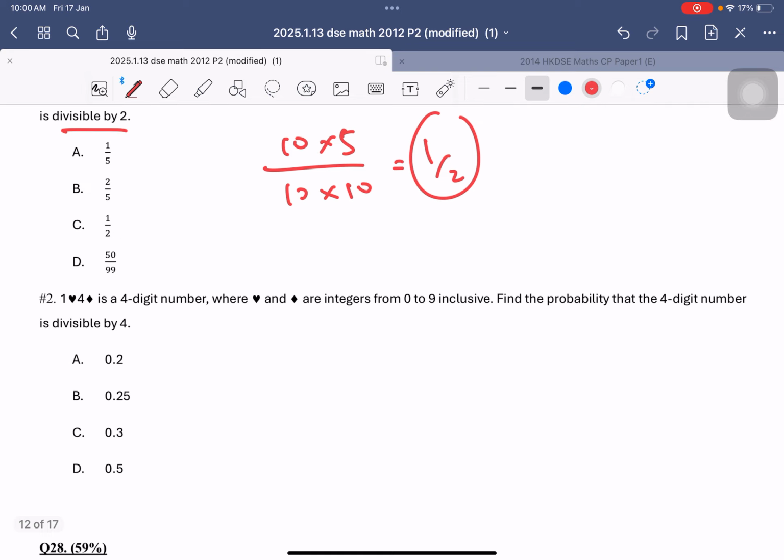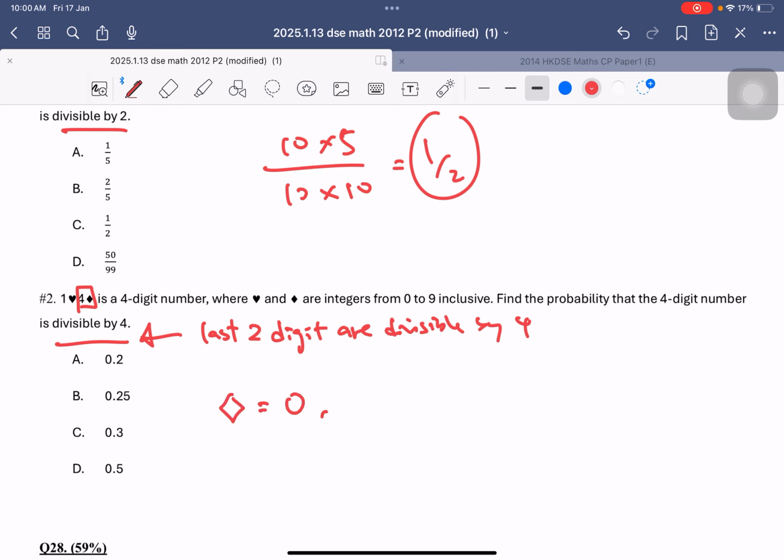So for this question, remember, if a number is divisible by 4, which means that the last two digits should be divisible by 4 as well. So you only need to consider the last two digits. So if the last two digits should be divisible by 4, which means that the last digit this time can be 0 or 4 or 8, because 40, 44, and 48 can be divisible by 4.